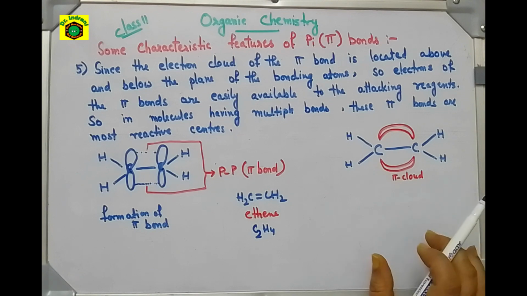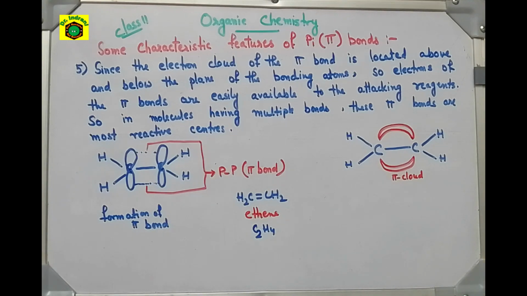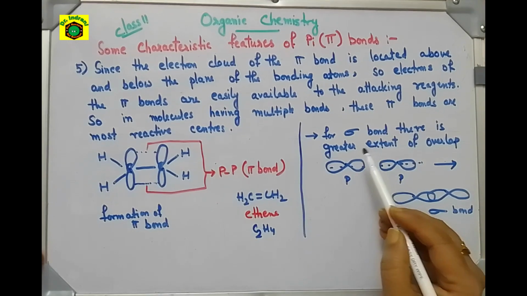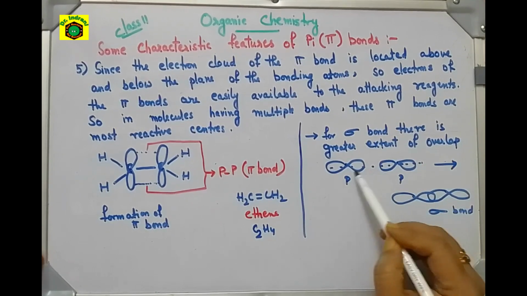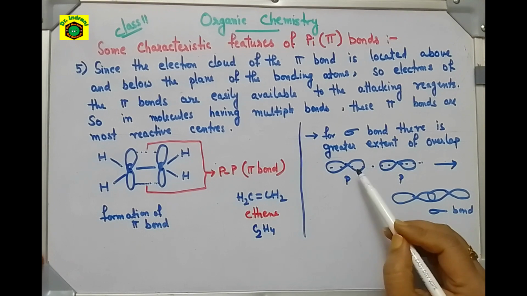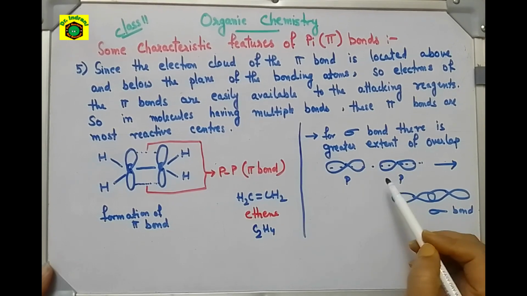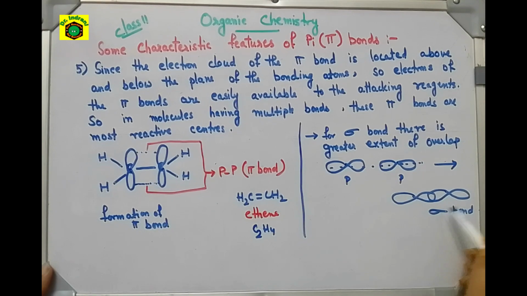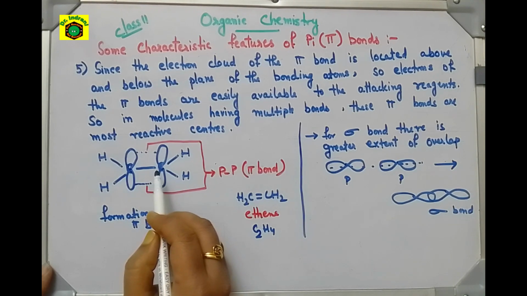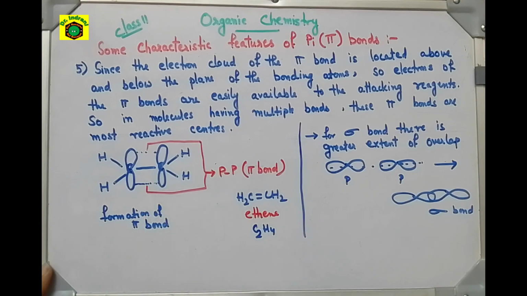Now you can think this in another way. For sigma bond, there is greater extent of overlap. Two p orbitals are there. Here, axial or head-on overlapping is taking place between two p orbitals and sigma bond is forming. So here greater extent of overlapping is taking place. But for pi bond formation, here there is lesser extent of overlap.